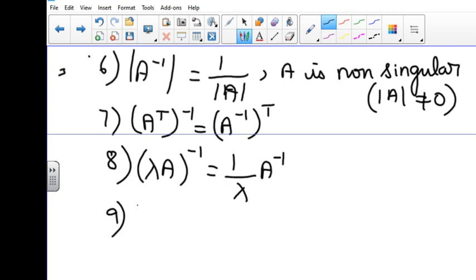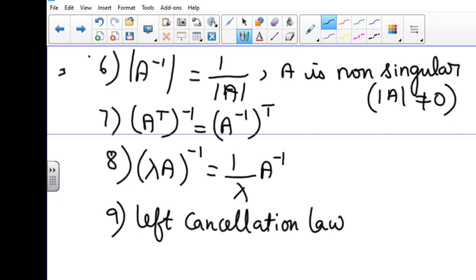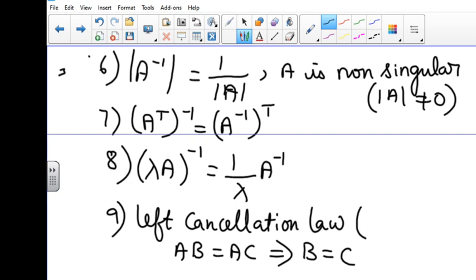Ninth one, left cancellation law. That is, AB equal to AC implies, cancelling A on the left side, we get B equal to C. Similarly, you can write the right cancellation law. Right cancellation law is BA equal to CA, which implies B is equal to C.